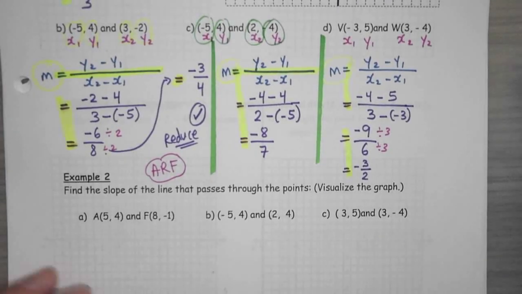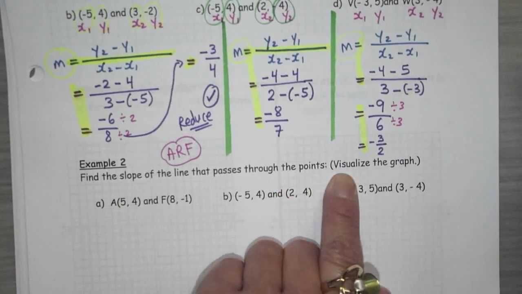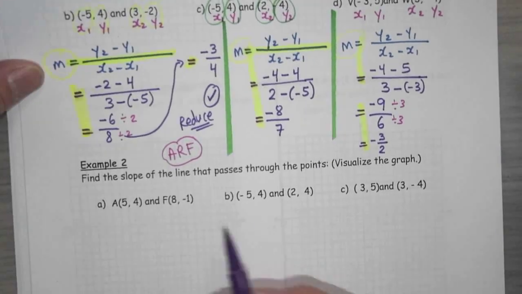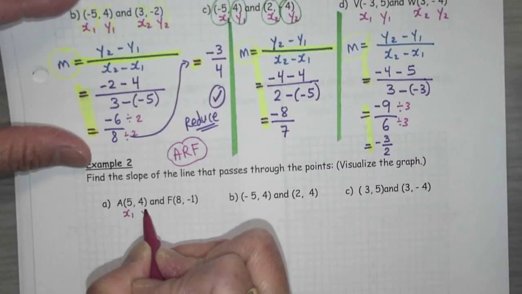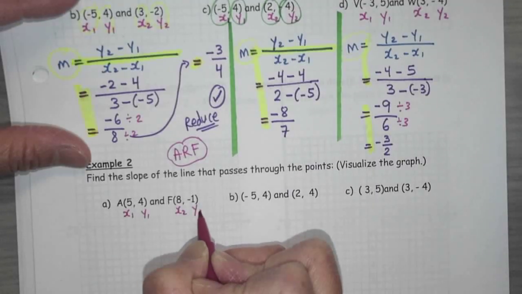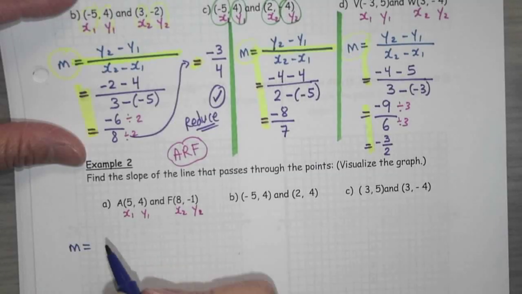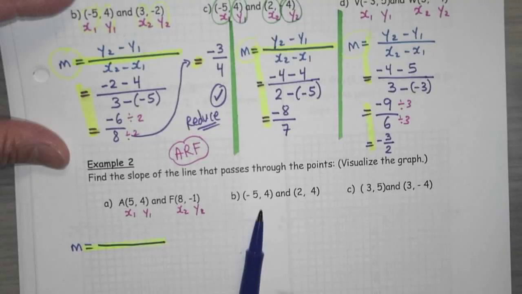Okay, last example for this page. Find the slope of the line that passes through the points and visualize the graph. So we're going to try it again, and we're going to do the same thing, and then we're going to get a couple different special cases. So this is, again, x1, y1, x2, y2. I'm going to go a little bit faster. So M equals, and this will be line it up. So again, see how I'm putting the equals and lining it up right away?